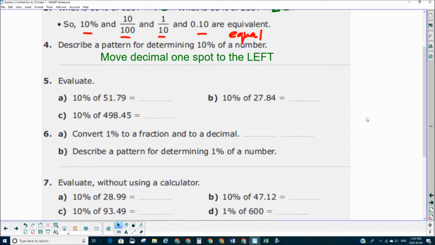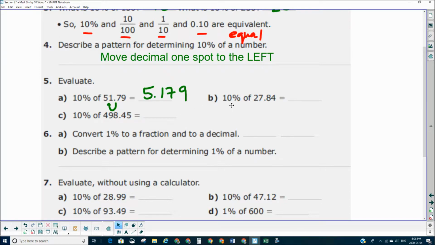So I'll give you a second if you want to push pause again. You can try number 5. I'm going to do the first one with you. Remember that 10% of this is just moving the decimal place one decimal place to the left, so we get 5.179. So push pause and try B and C on your own, and then we'll come back and see your answer.